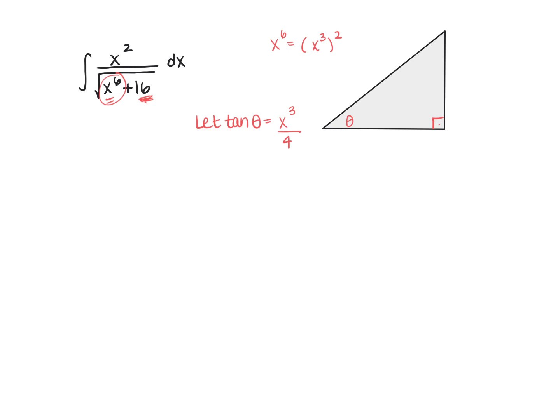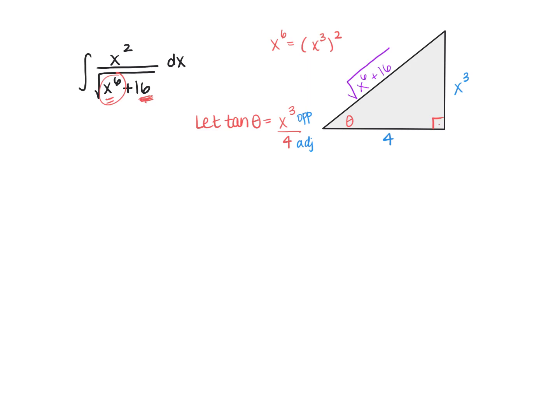So since I'm using SOHCAHTOA, I'll label my right triangle accordingly. So let tangent of theta be x cubed. This should be my opposite side. And my adjacent should be 4. Then go ahead and spend a minute using the Pythagorean theorem to make sure that when you solve for this hypotenuse, you do in fact get the square root of the quantity x to the sixth plus 16. We have to make sure that those match.